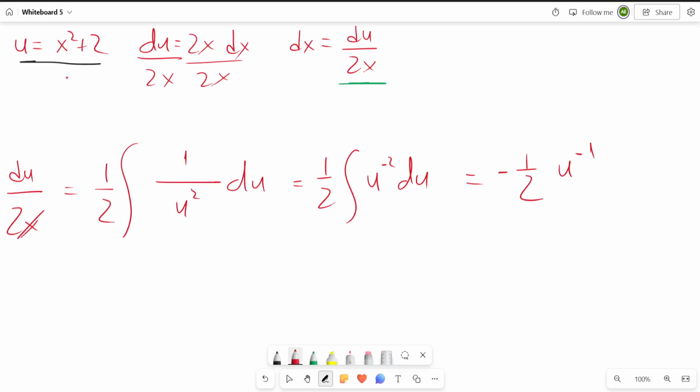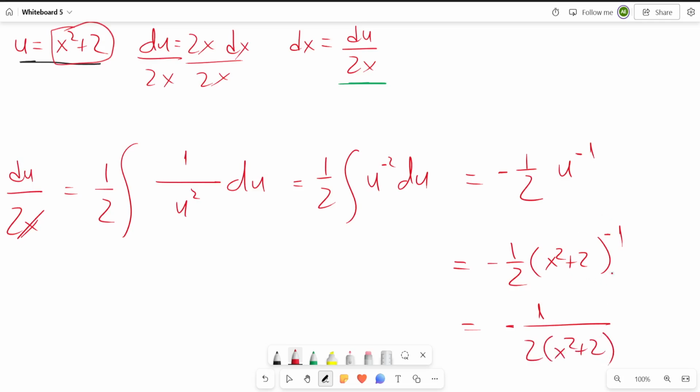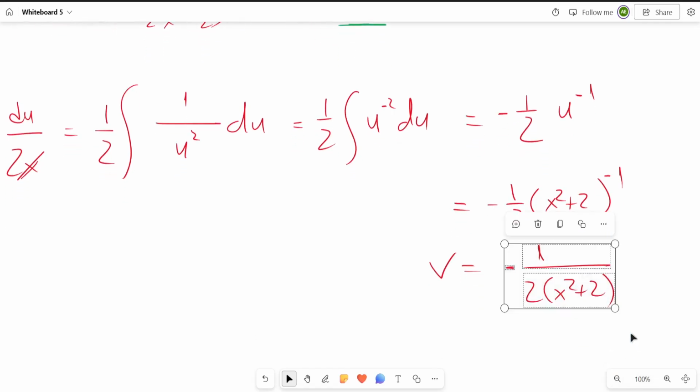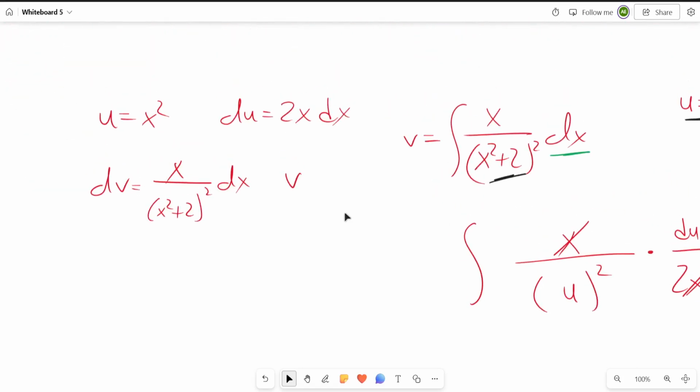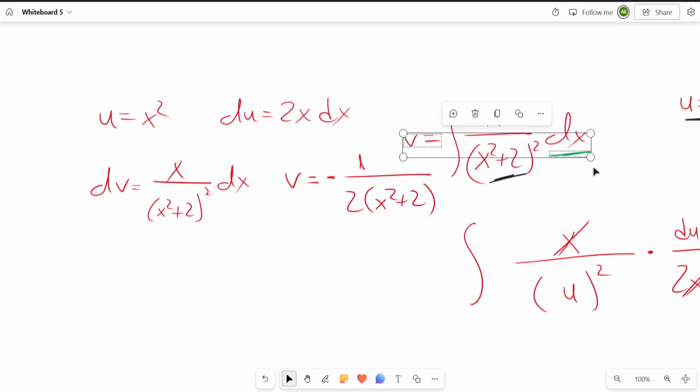Now let's substitute u back with the original substitution, which is x squared plus 2. So it's going to be negative half of x squared plus 2 to the power negative 1, which is equal to negative 1 over 2 times x squared plus 2, because this negative 1 will make this whole parentheses go down to the denominator. So basically this is my v. Let's copy this over here, knowing that this value is going to be my v value, and let's put it over here. So my v value is going to equal this whole thing. Okay, let me just neaten up everything.